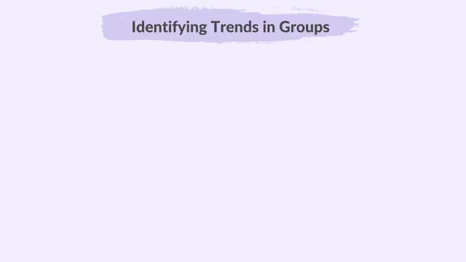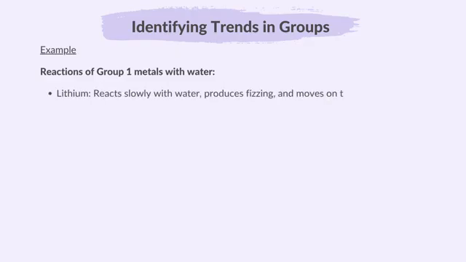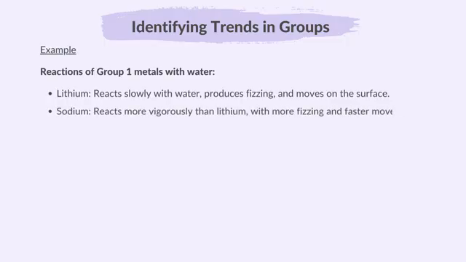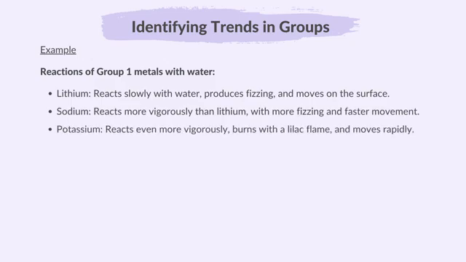Lastly, identifying trends in groups. If we observe the reactions of, say, the group 1 metals with water, we will notice that lithium reacts slowly with water, produces fizzing, and moves on the surface. Sodium reacts more vigorously than lithium with more fizzing and faster movement. Potassium reacts even more vigorously, burns with a lilac flame, and moves rapidly.